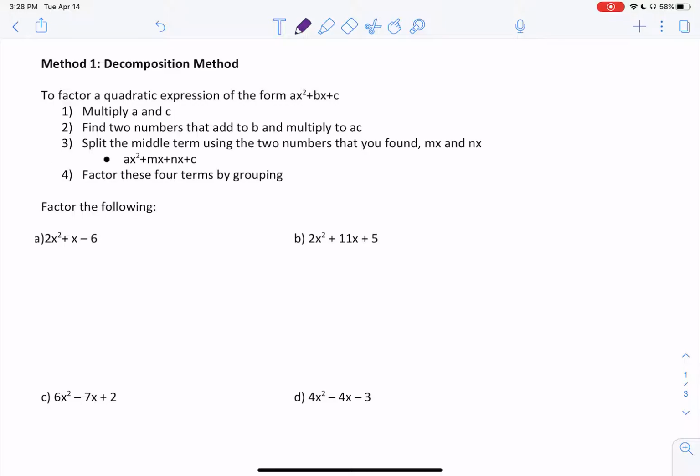The first step is to multiply a and c, and then we want to find two numbers that add to b and multiply to ac. Then we're going to split the middle term using the two numbers that you found, and then we're going to factor by grouping. Now those instructions sound very, very confusing, so we're going to work on putting it into practice, and the more we practice with it, the clearer those instructions will become.